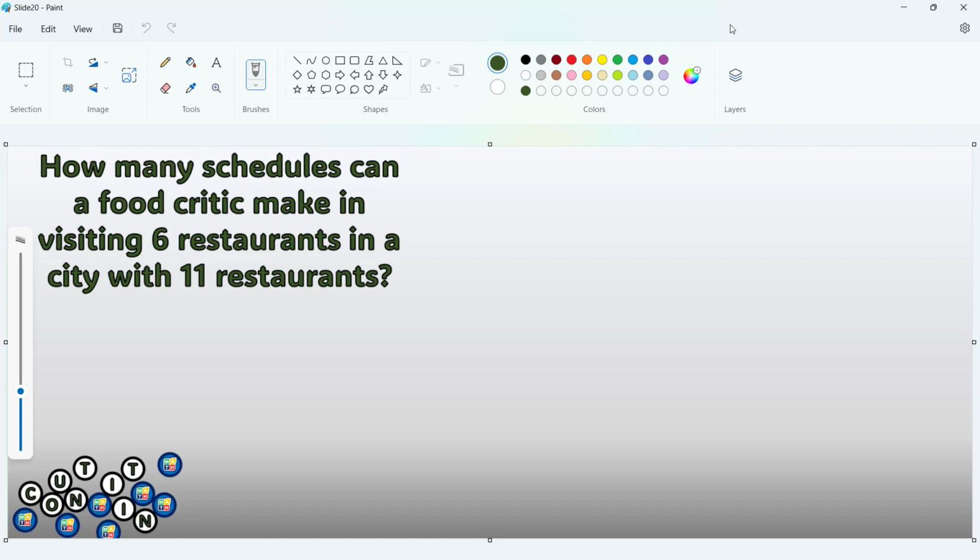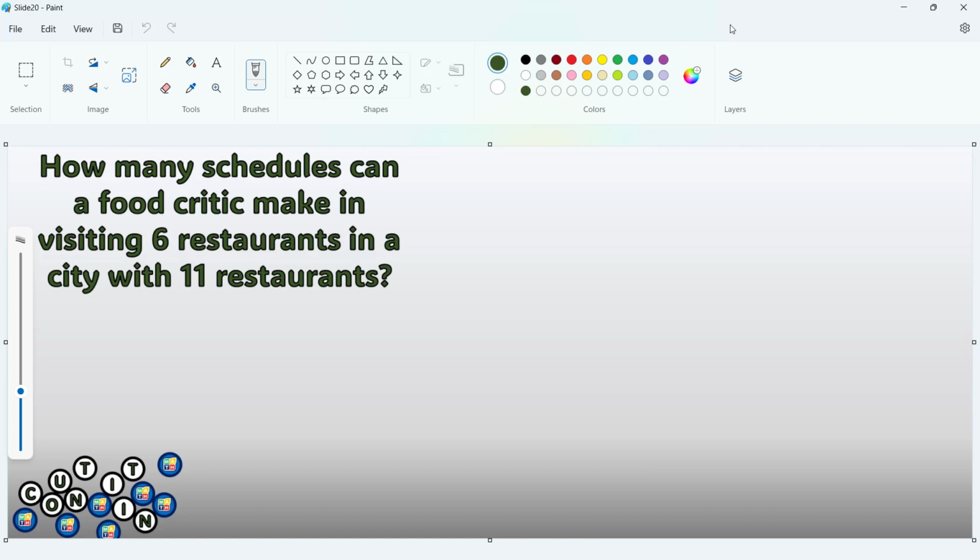Number 1, there should be no repetitions in terms of the selected objects, in this case restaurants. Take note that in a city with 11 restaurants and you are visiting 6, that would mean that once the food critic visits, say for example, restaurant A, then he or she will proceed to the next restaurant and not return to that same restaurant because he or she needs to visit 6 restaurants out of 11. So repetition here is not allowed as well.